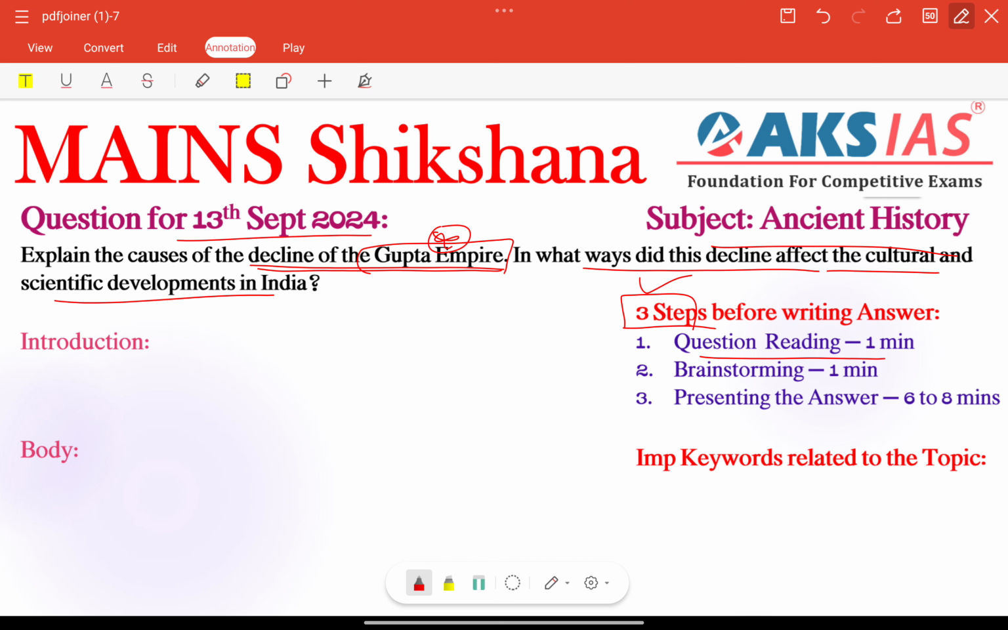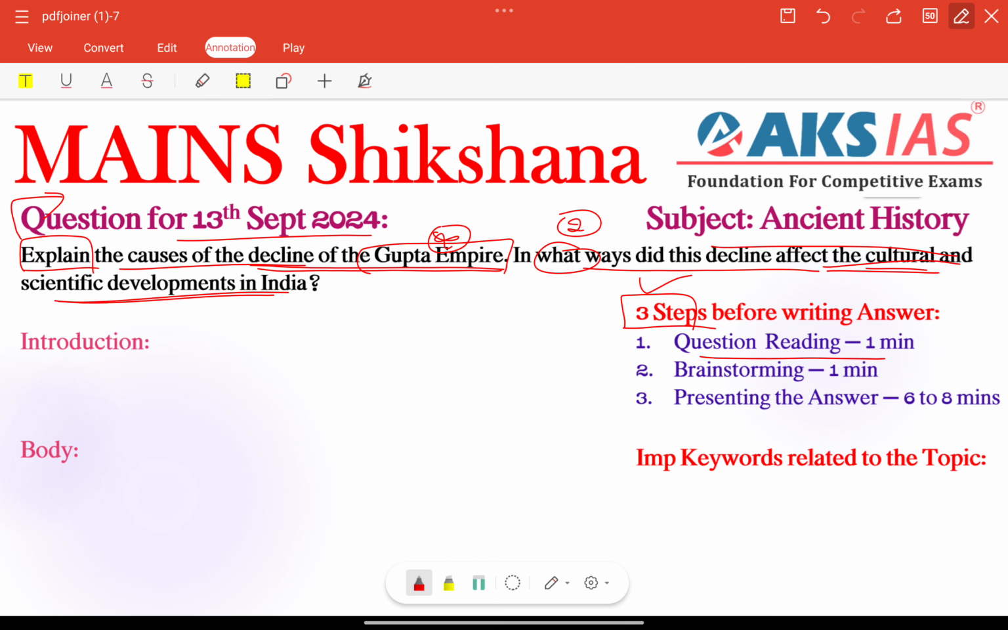So how many parts are there? 2 parts. First, causes of decline, and second, in what ways did the decline affect the cultural and scientific developments in India? Other than that, what are the important question tags here? Explain and what. Explain means we need to give detailed and brief information. What is a general keyword, so we need to focus on providing information related to cultural and scientific developments.